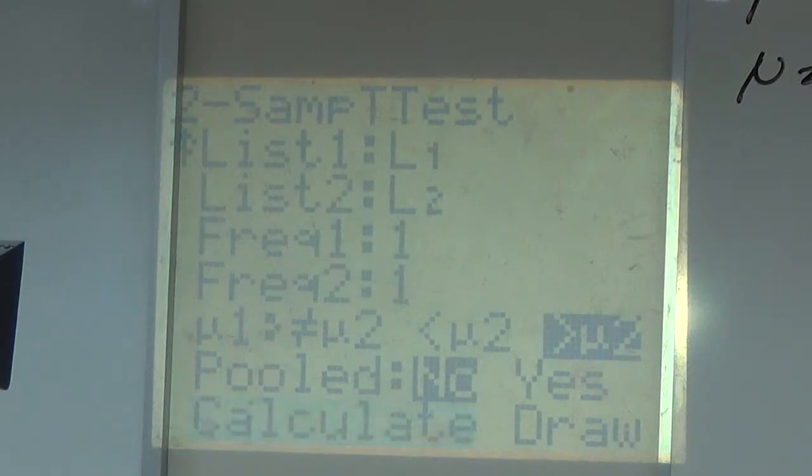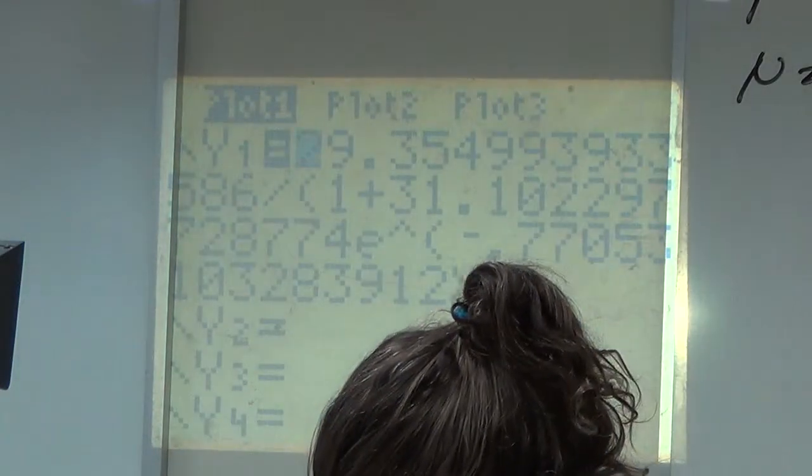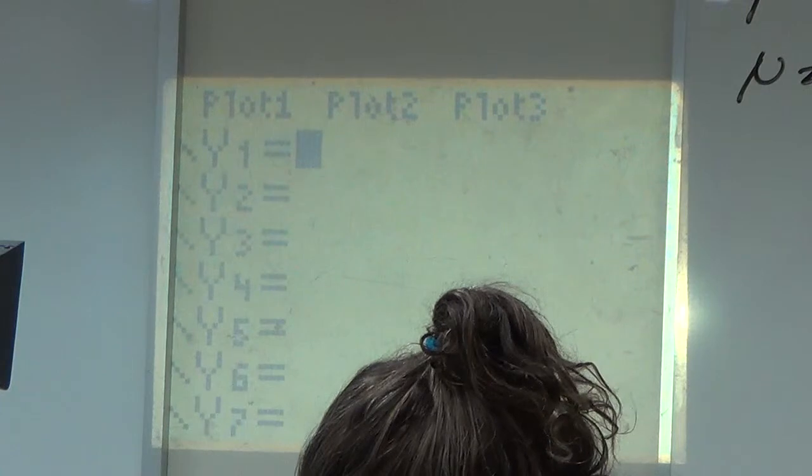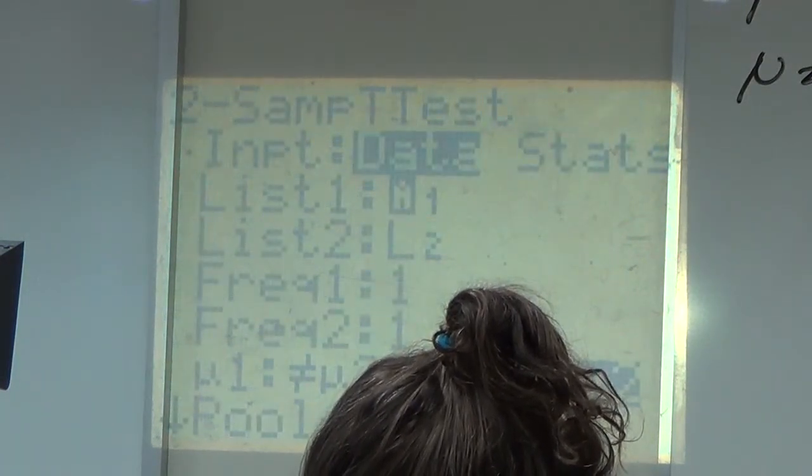Scroll on down, Calculate, Draw. I'm going to check one thing. I've got all kinds of stuff turned on. Let me turn that off. All right, here we go. I think we're ready.